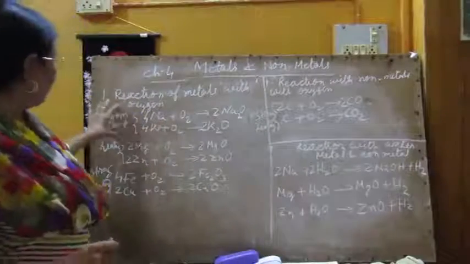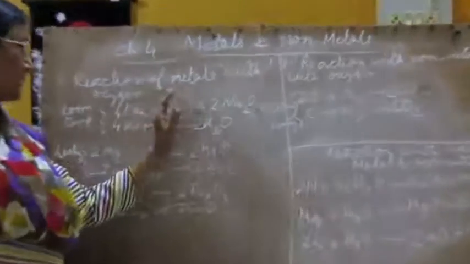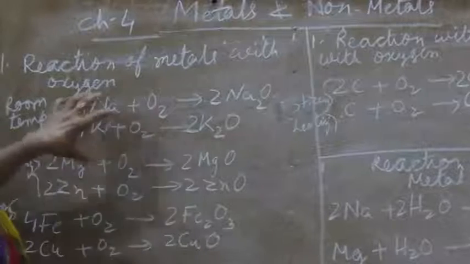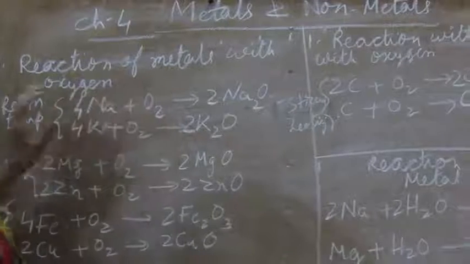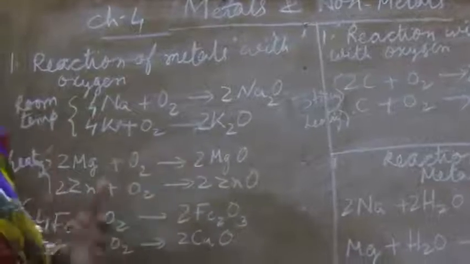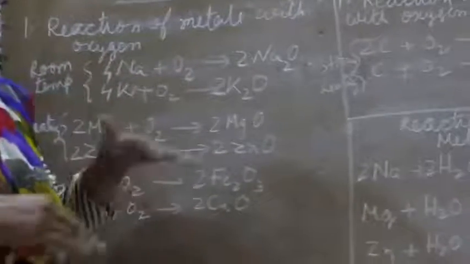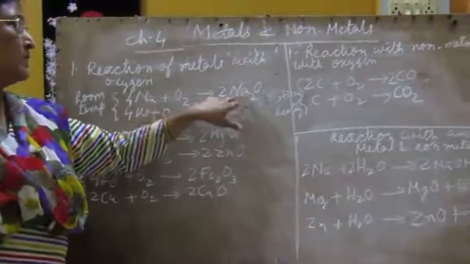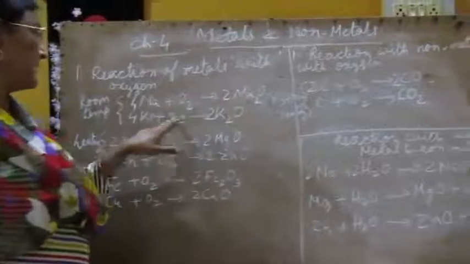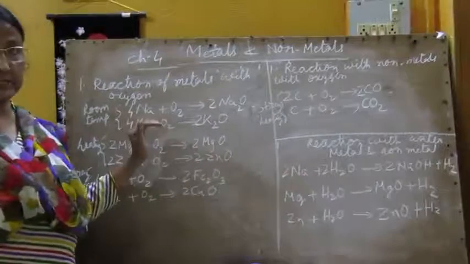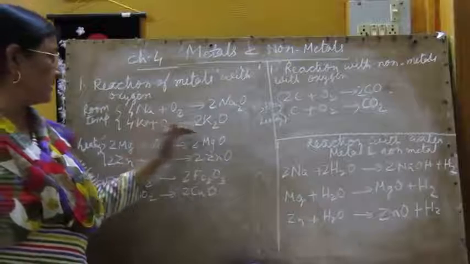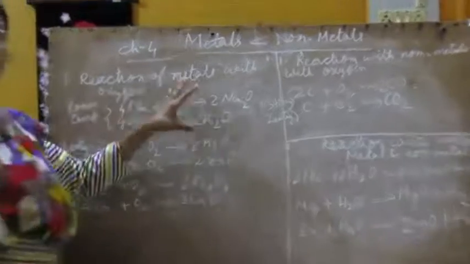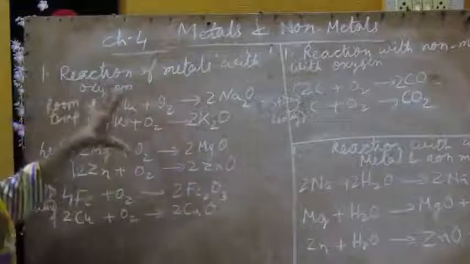At room temperature, they combine with oxygen, that means the oxygen present in air. Room temperature means the temperature at which we are staying in the room. At this temperature, sodium reacts with oxygen and produces sodium oxide, and potassium does the same. Both are very reactive, and potassium reacts with oxygen and produces potassium oxide. These reactions happen only at room temperature.